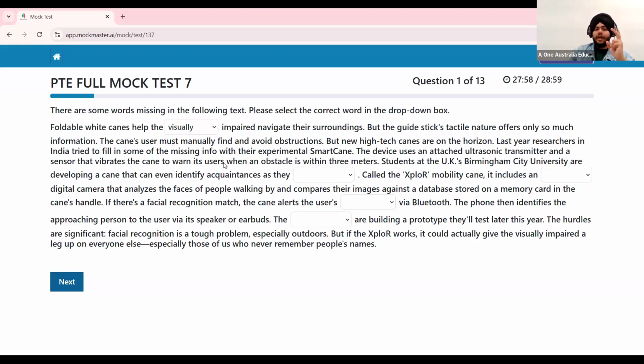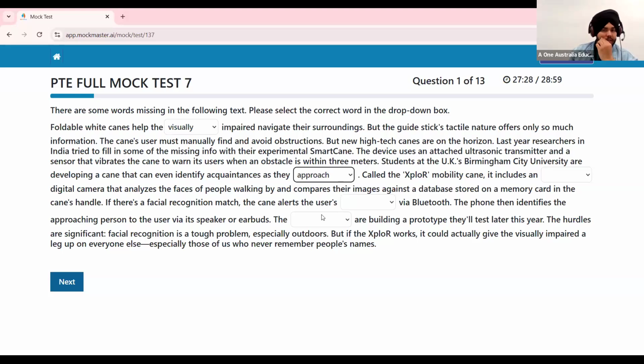Okay. Now, every single question you should divide into two parts: the answer choosing part and the revision part. Okay. Then here, what I'll do is that can even identify. Now, if you don't know acquaintances, don't focus on it. That can even identify something as they dash. Now it says they. That means most likely it is people. So that can identify people as they dash. So it can identify people as they approach.